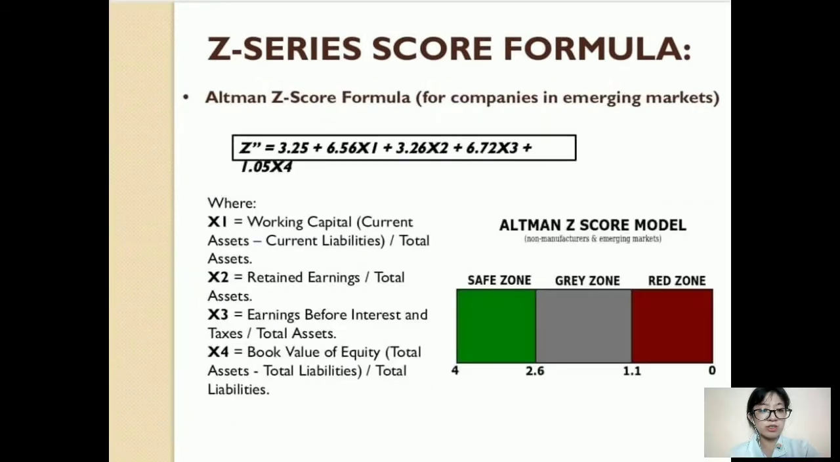The Z double prime score is also used for companies in emerging markets. So here's the formula for the emerging market. On the left side are the financial ratios that need to be calculated, and on the right side is the Altman Z score model interpretation. The only difference between the formula for the emerging market and the non-manufacturing market is that in the emerging market, they add 3.25.